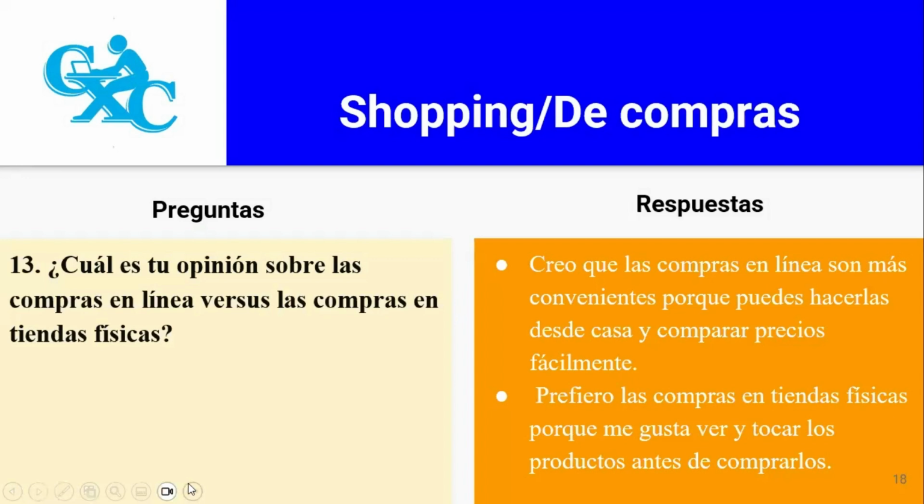Let us look at another way we could respond to this question. Prefiero las compras en tiendas físicas porque me gusta ver y tocar los productos antes de comprarlos. Excelente. So for those of you who prefer to shop at a physical store, you could give your reason by saying you like to feel the products. Yes, there are persons who like to feel, you know, and discriminate and to see what you're getting, if you're getting value for your money. Good. Excelente. Excelente. Vamos a continuar.